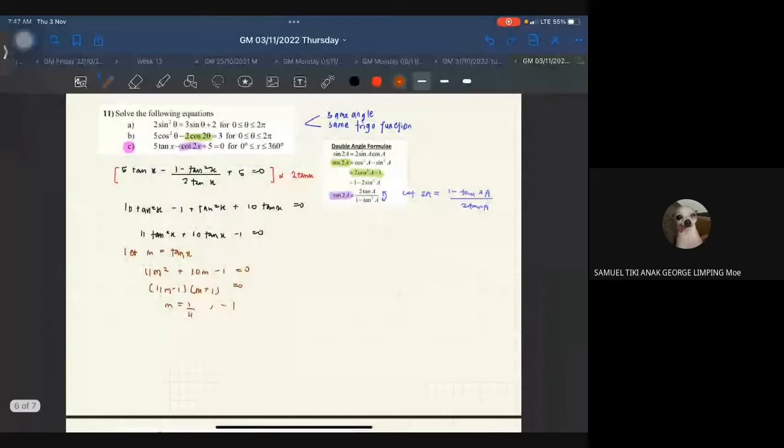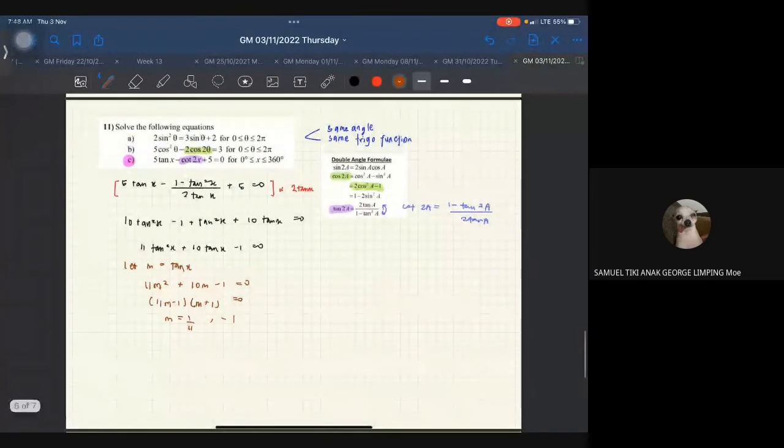Tak ada. Pukul 9 baru. Ada? Oh, tak ada. Lepas ni tak ada. Okay, so kalau tak ada, saya try habiskan pukul 7.55 lah, sebab lepas tu saya ada kelas pula. Okay, so jom kita sambung.